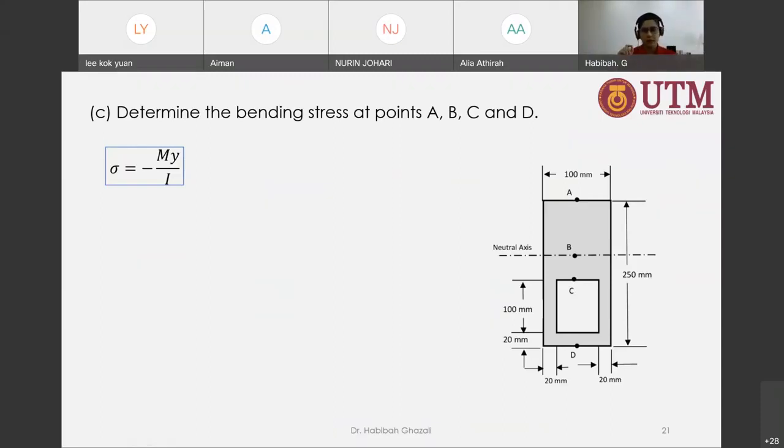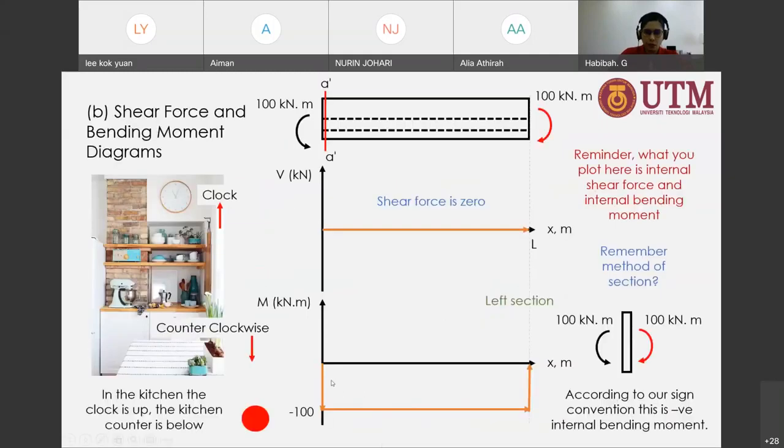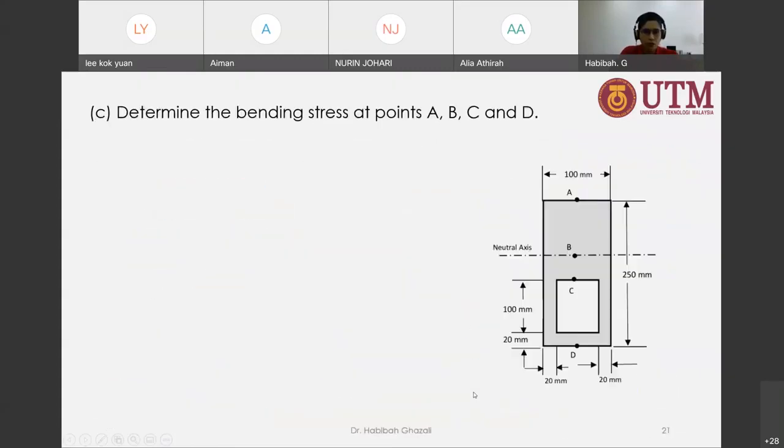So I will not drop that negative. I'll keep that negative there. So this is what we derive. We have M, which is the internal bending moment, which we already determined. From our diagram here, we know the internal bending moment along the beam. So at any location along the beam, we can use this bending moment diagram to determine what our bending moment is at any location of that beam. So that sorts things out.